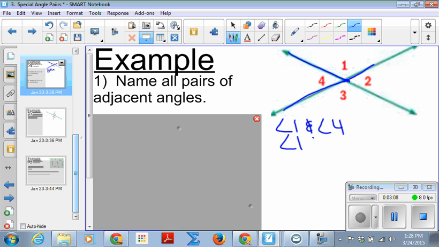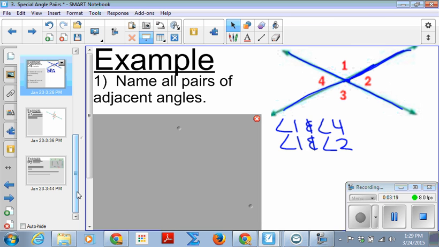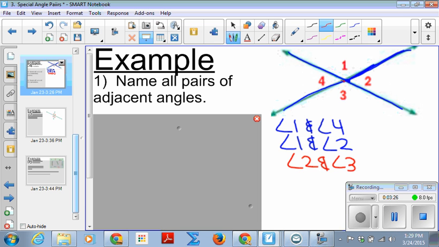Angle 1 and angle 2 are adjacent. They share the side right here, and they have a common vertex. Let's say angle 2 and angle 3. They share that common side. And you could also say angle 3 and angle 4. They share that common side in green.